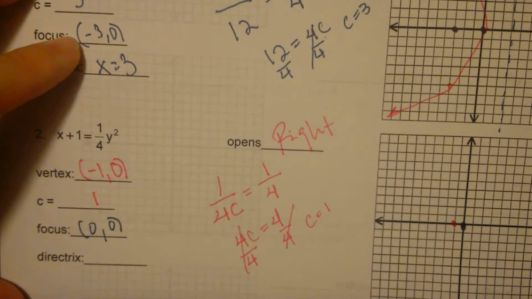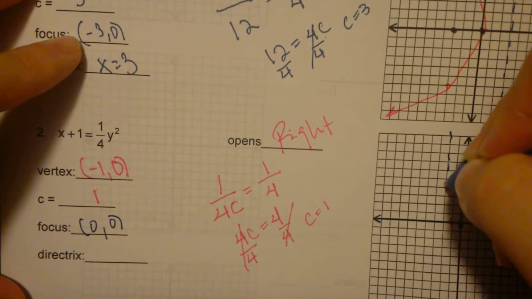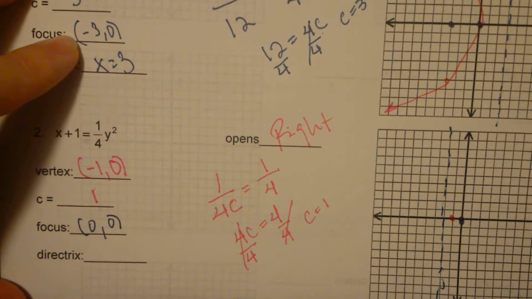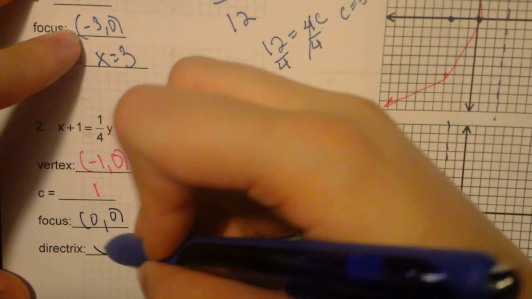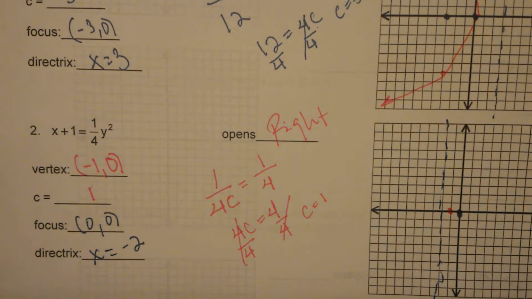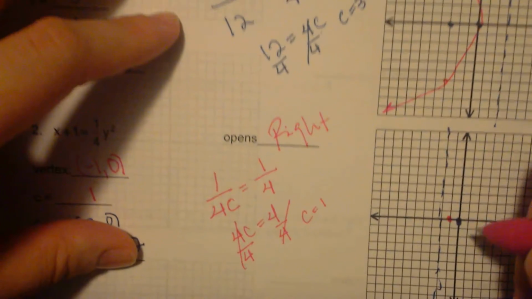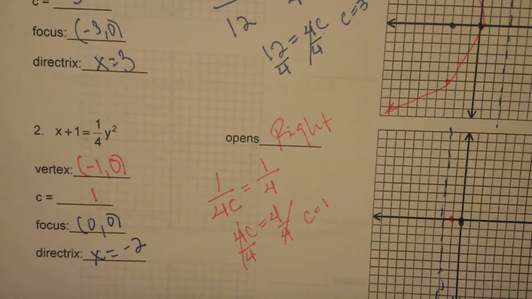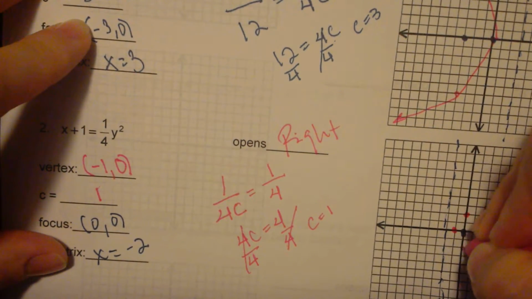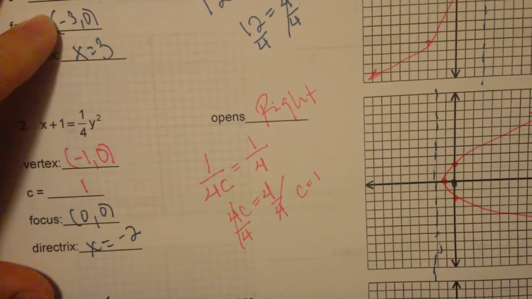And my directrix would be on the left at -2. So the directrix has an equation of x equals -2. From here, since c is 1, I can go up 2, because it's 2 times c, from my focus, and down 2. So my parabola looks something like this.